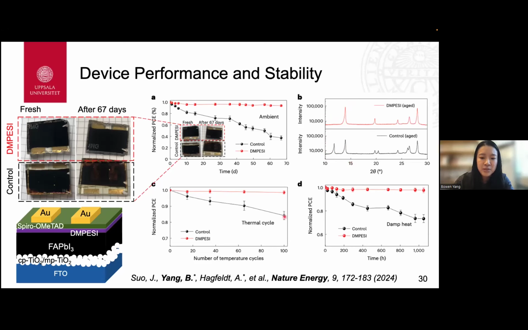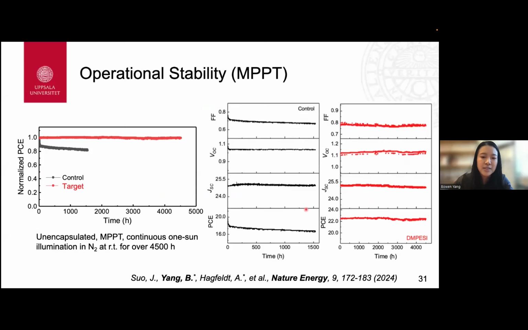In addition to testing the ambient stability of these devices, we also evaluated the encapsulated devices under damp heat and also thermal cycling. We found that the reference cell also shows pronounced degradation in both cases, whereas the surface treated devices remain quite stable in both scenarios. So what I wanted to highlight in the end is that our surface treatment with this DMPSI material has achieved remarkable operational stability.